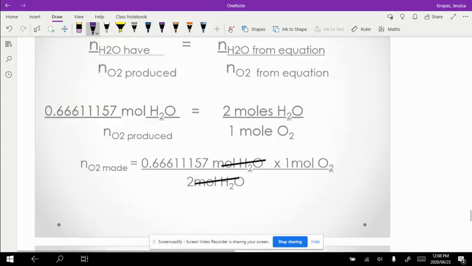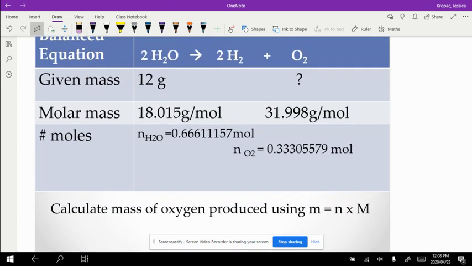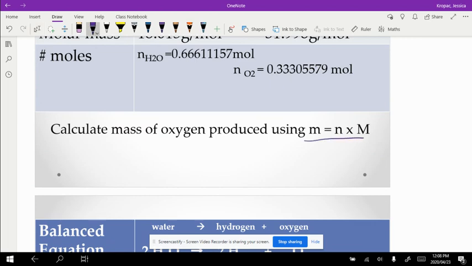So first step, we went from mass to moles. Second step, we did our molar ratio. That's it typed out right there for you. And our last step is we are on to that moles to mass step. So our last step is to calculate the mass of oxygen being produced. And our formula for that is going to be mass is equal to number of moles times molar mass. We have both of these values. We just calculated the number of moles. So my number of moles was 0.333 moles. My molar mass of oxygen, I calculated that in my very first step. So my molar mass of oxygen was 31.998 grams per mole.